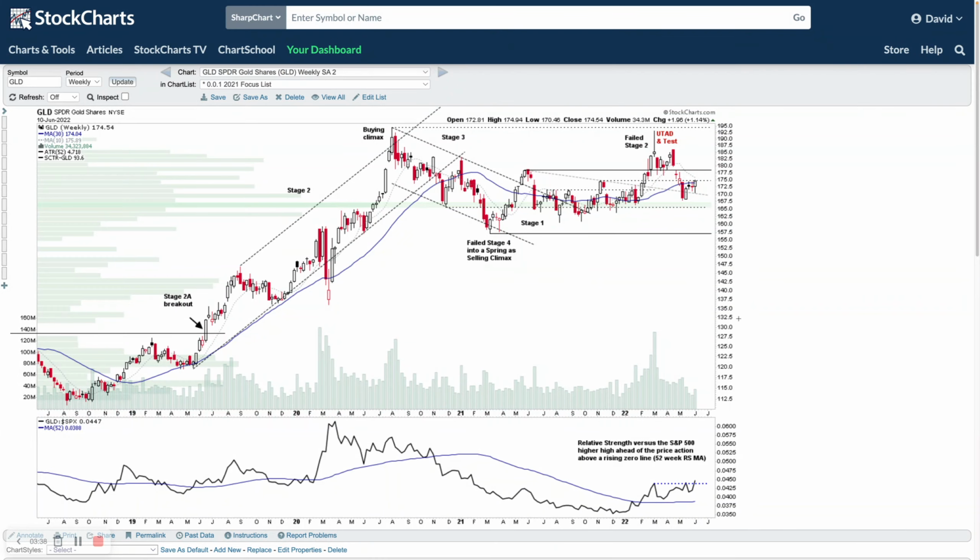So any kind of breakout that we got here would potentially be a good quality breakout, as you want to see the relative strength leading ahead of the price action when you get a breakout, ideally, and you want to see it above a rising zero line. When you get a breakout below a declining zero line still, or just as it's starting to flatten, then they do often fail.